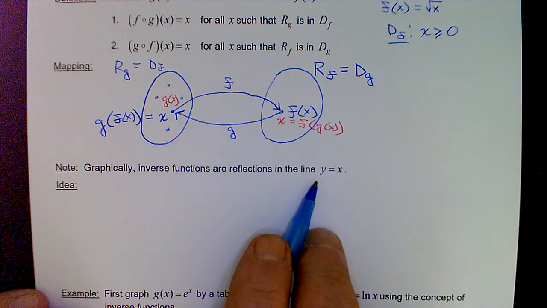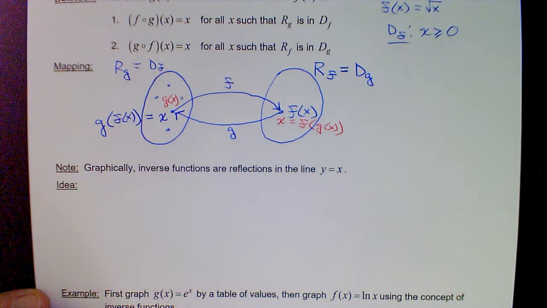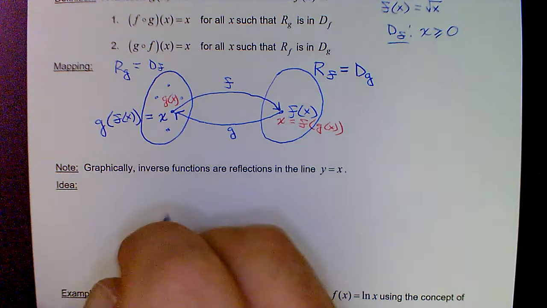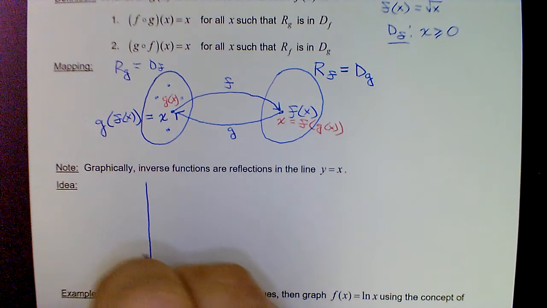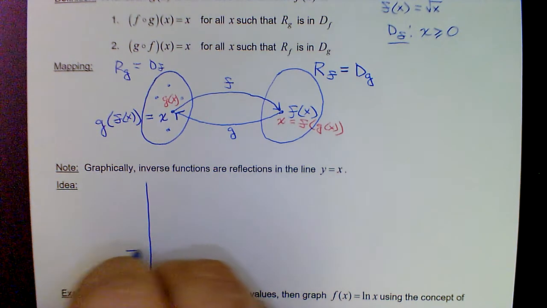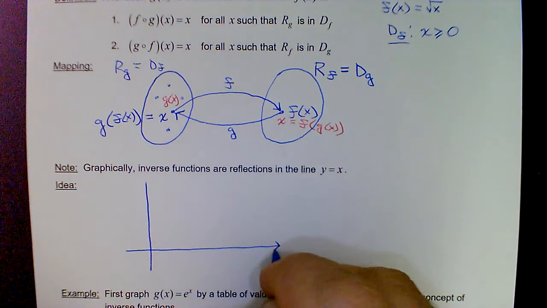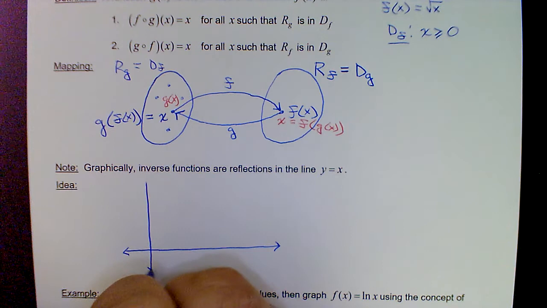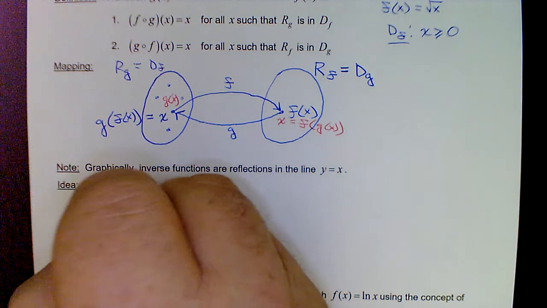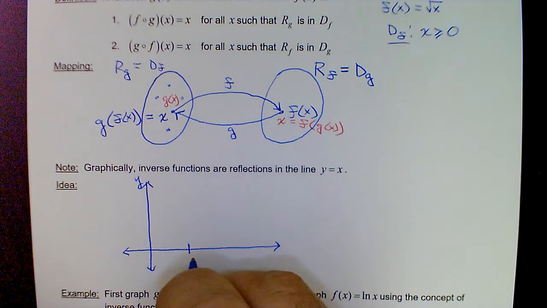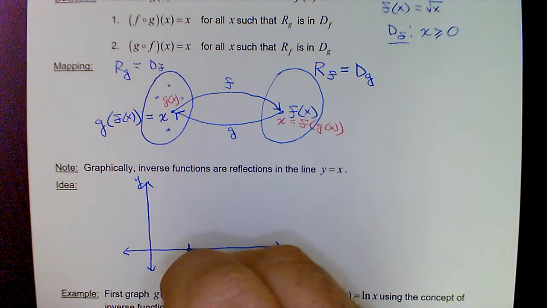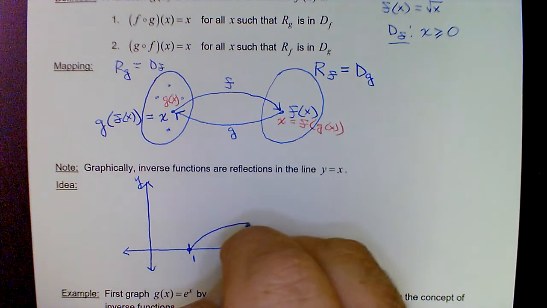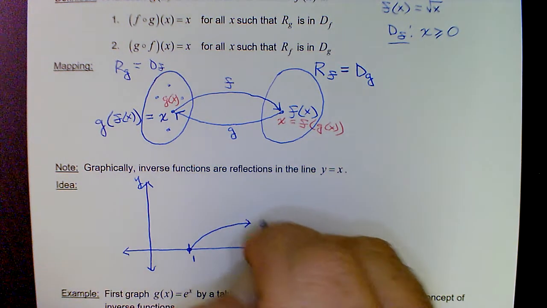Graphically, inverse functions are actually reflections in the line y equaling x. So just to show you what I mean by that, if we have a function, and for now just trust me that this function has an inverse, so let me just draw the Cartesian system, and let me say this is actually the square root of x minus 1, but we won't even worry about naming the function. Let's just call it f.